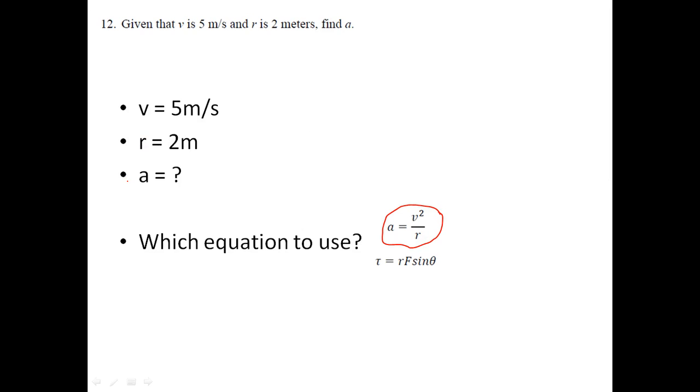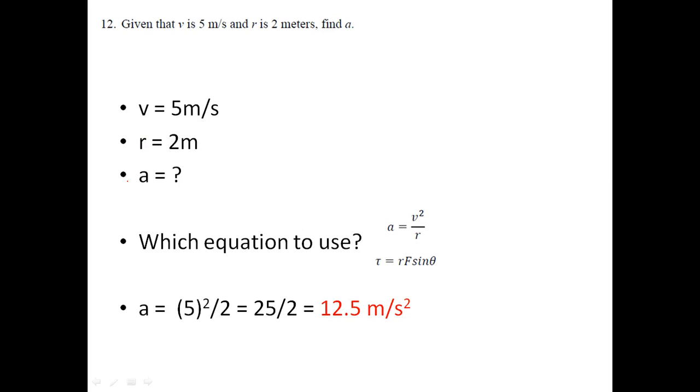Now the next step after we determine which equation we're going to use is to plug the values in. In the equation a is equal to v squared over r, the velocity was 5, so we have 5 squared, representing the v squared, and then we divide it by 2, which is our radius. So 5 squared is 25, divided by 2 gives us 12.5, and the units of acceleration are meters per second squared. So that's the final answer for the first problem.